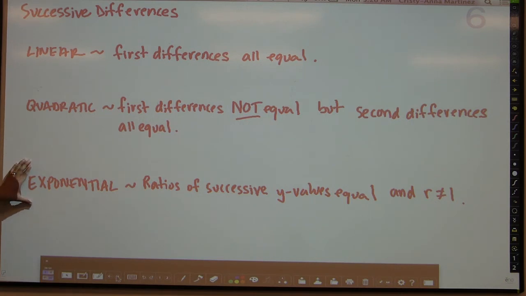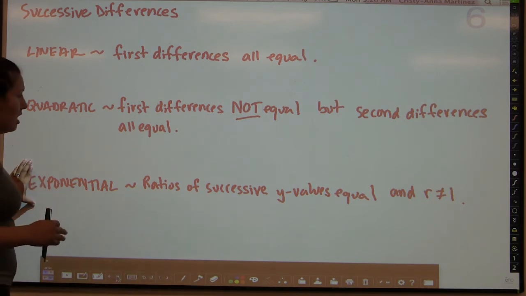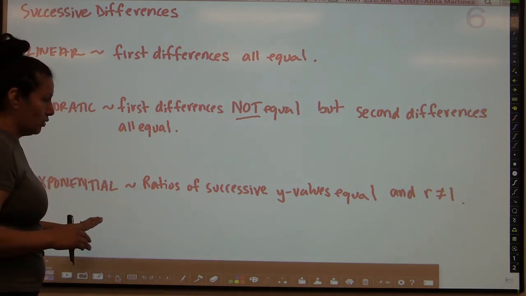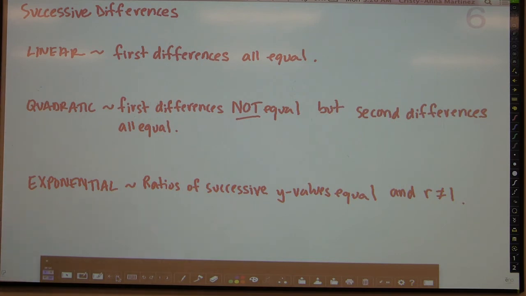And then the exponential is not even differences. It's not going to be subtraction differences, but it's going to be ratios of successive y values are equal. So if the ratios of successive y values are equal, and if that number, the r, is not 1, then it's going to be exponential.